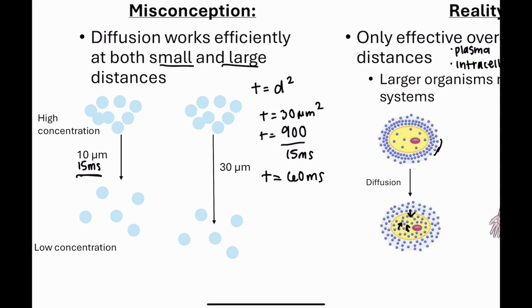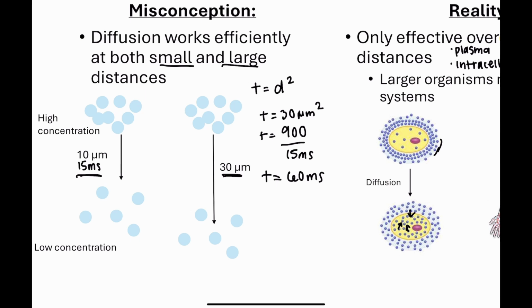So it took us 15 milliseconds to travel 10 micrometers, but it's taking us 60 milliseconds to travel 30 micrometers. So it's taking us 9 times longer to travel 30 micrometers than it took us to travel these 10 micrometers. So this poses a problem. This exponential increase in time is going to make diffusion so impractical for moving substances over long distances.